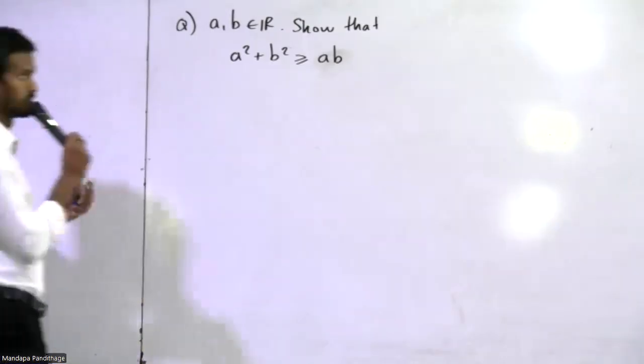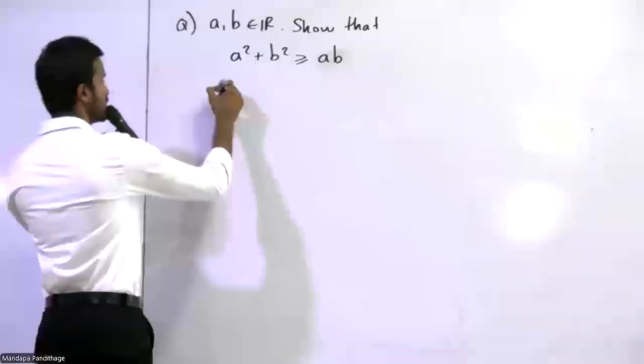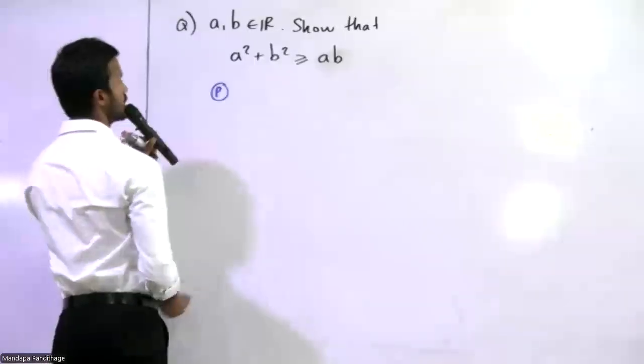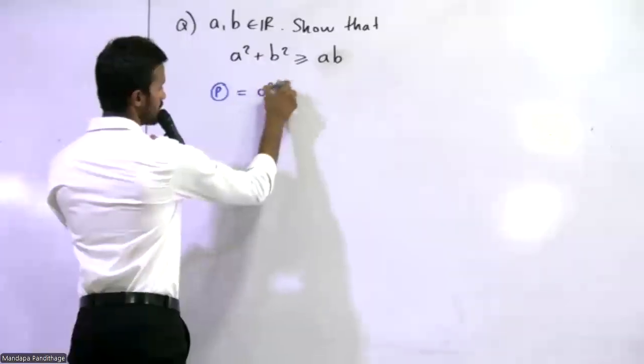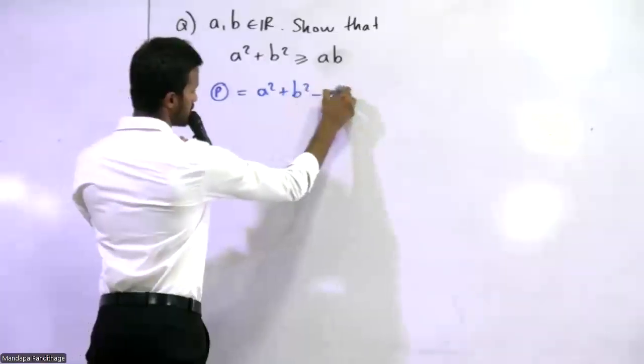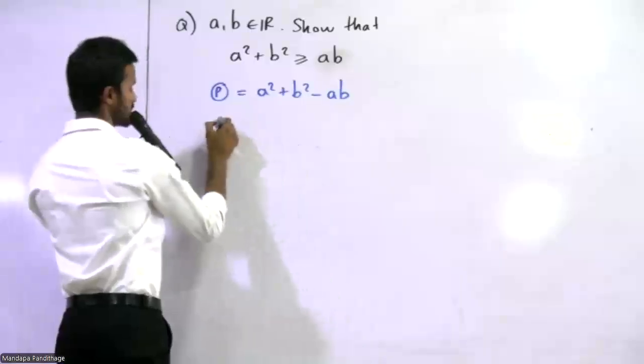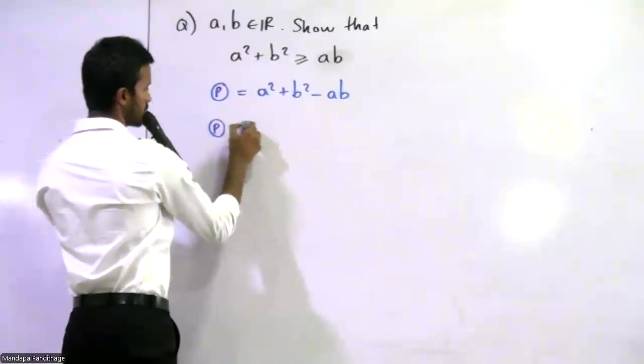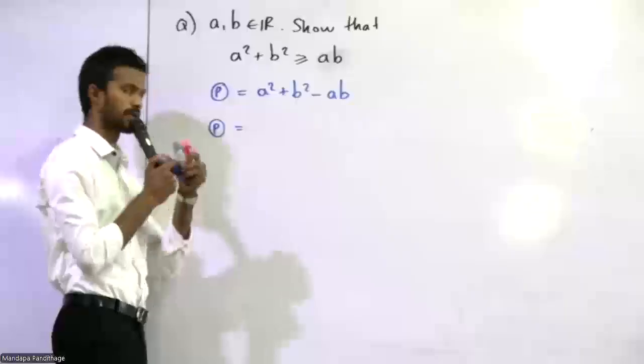Okay, so what we can do here is, if you take this as P, it's A squared plus B squared minus AB. Now listen, I'll give a similar question so you can do this alone. This is what I want you to practice.